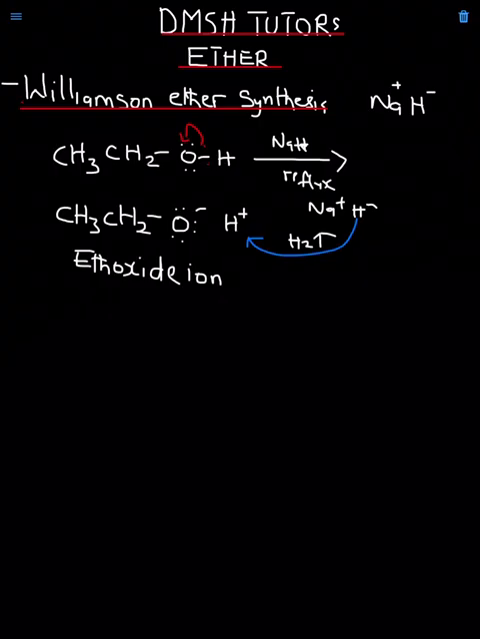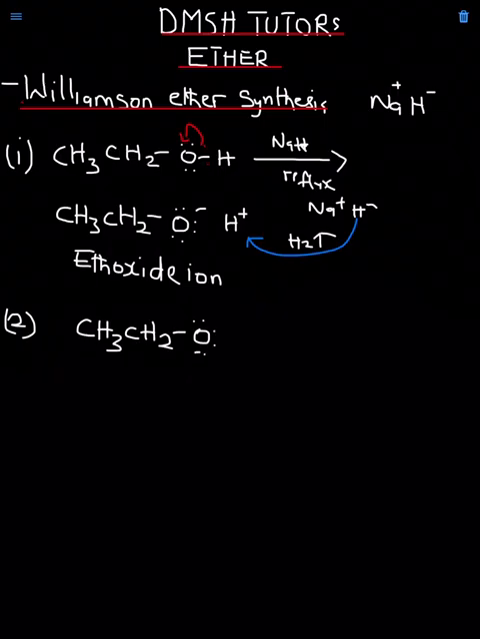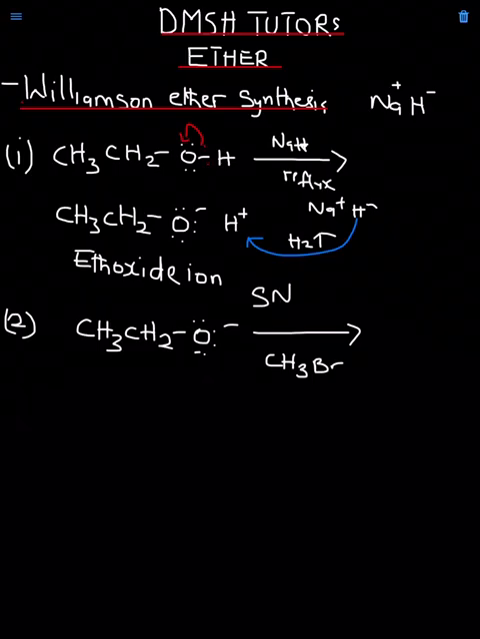This is the first step of Williamson synthesis, which produced the alkoxide ion. The next step is that the ethoxide ion produced will now react with an alkyl halide. Let's say we have methyl bromide. So this is the next step. In this step, what happens? This step is a nucleophilic substitution step, and in fact it is an SN2 step.